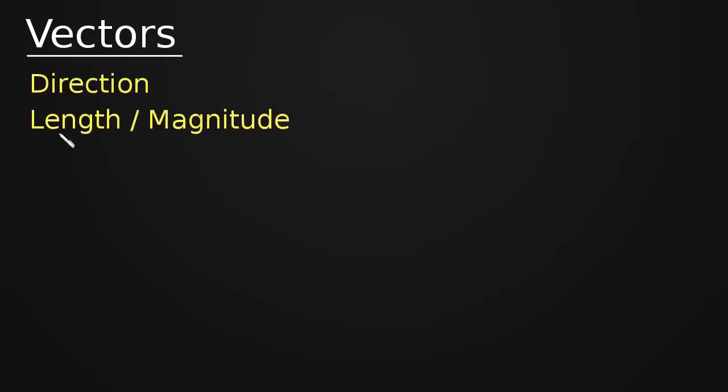Let's start by asking the most basic question, what is a vector? And a vector is really just two pieces of information, direction and length, or what's also called magnitude. Two different words for the same thing.